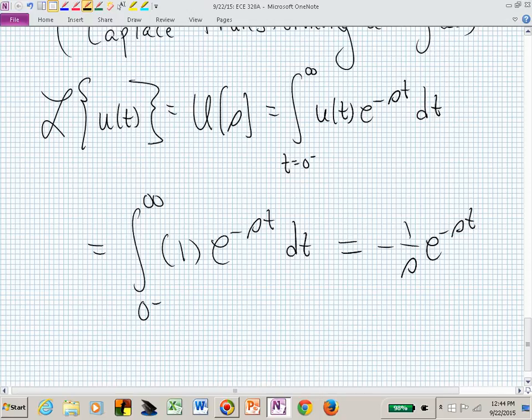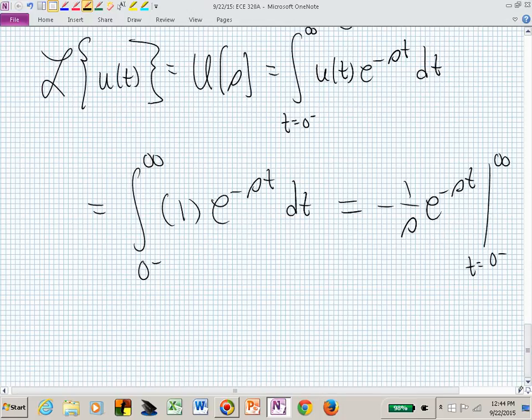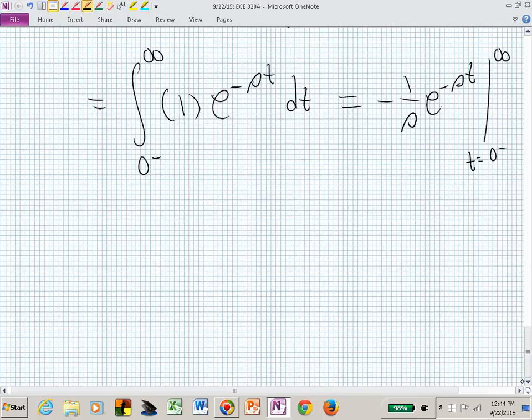Does that look okay? And now we need to evaluate that at t equals 0 minus and infinity. We have that minus because the exponent had a minus sign in it, and we're now dividing by what's essentially scaling t in that exponential. If we had the integral of e to the t, that's e to the t. Now we have e to the minus st, and that's where we get the minus 1 over s.